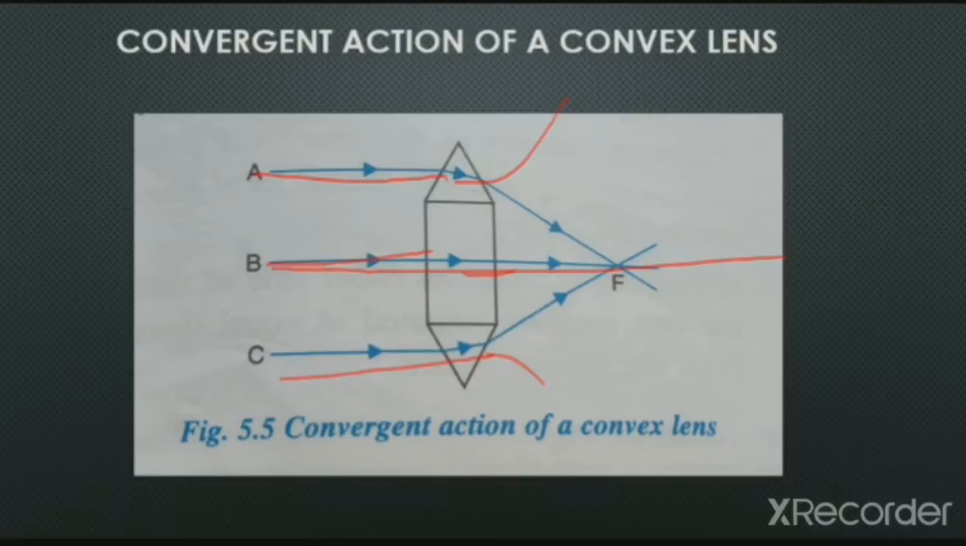Now what about the prism? In the case of a prism, we know that when a ray of light strikes the first surface, it will bend towards the normal. It then strikes the second surface. Now it is coming from glass to air, from a denser medium to a rarer medium, so it will bend away from the normal. Because of that, the rays bend and meet at the focus. That means the point where all the rays of light meet after refraction is known as the focus.